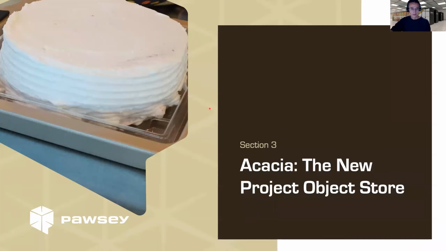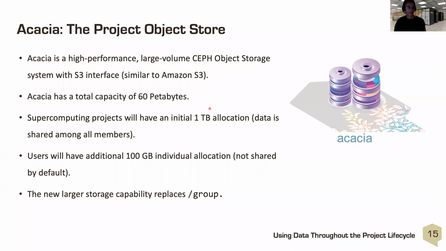Okay, so a little bit more about Acacia, because I mentioned that you need to use S3 compatible clients. So to start with, Acacia is a high performance, large volume Ceph object storage with an S3 interface. So basically, if you are familiar with the object storage of Amazon, the Amazon S3, well, basically the behavior of Acacia is very, very similar to Amazon S3.